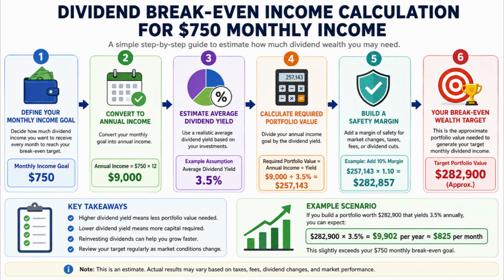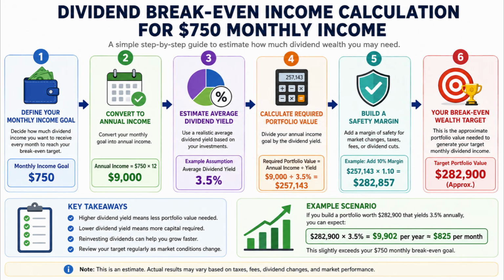This annual figure is important because dividend yield is usually calculated on a yearly basis. After that, we estimate the average dividend yield. In this example, the assumed average dividend yield is 3.5%. Dividend yield shows how much income an investment may generate each year compared with the total value of the portfolio. However, actual dividend yield can vary depending on the selected stocks, funds, taxes, fees, dividend changes, and market performance.